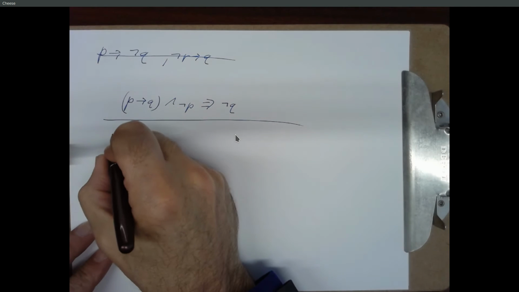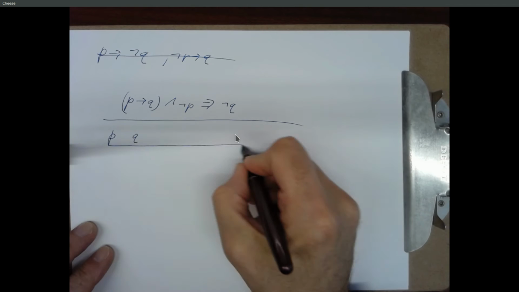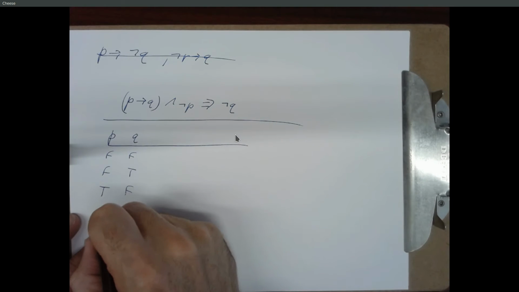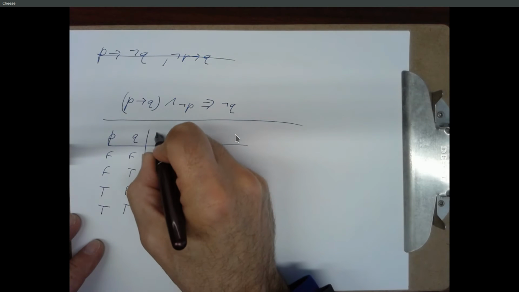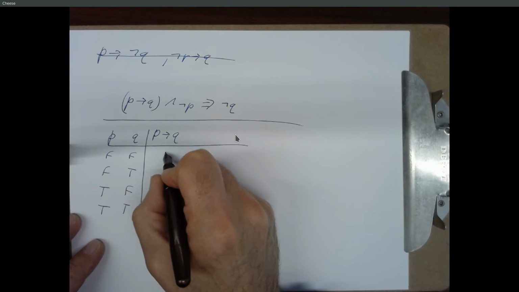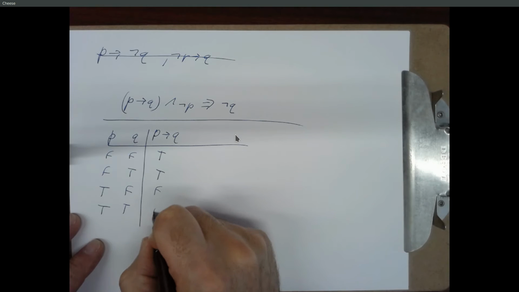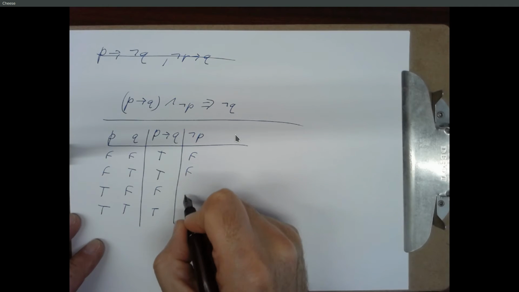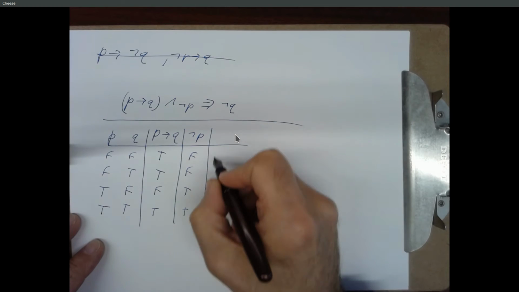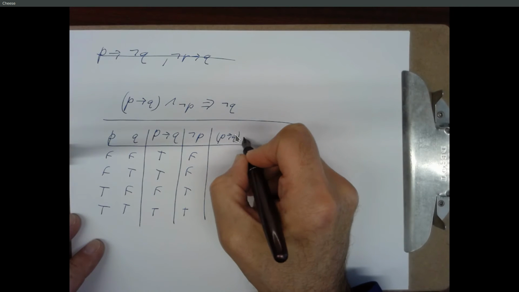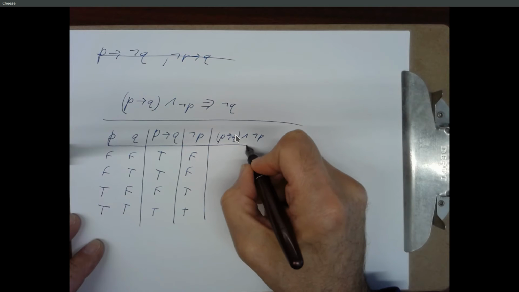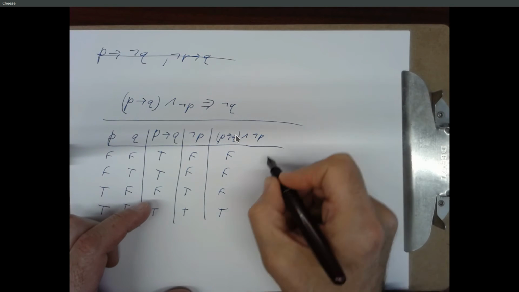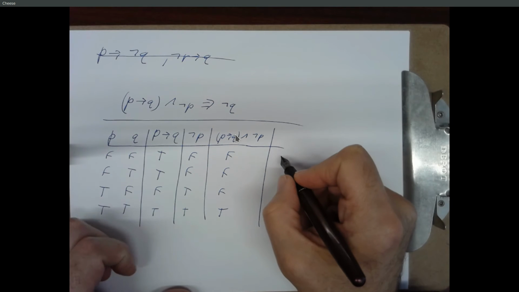Oh, let's see. So there's P, there's Q. Here's P implies Q. Here's not P. Here's P implies Q and not P. So the end of these 2 columns. I think you're not P might be wrong.